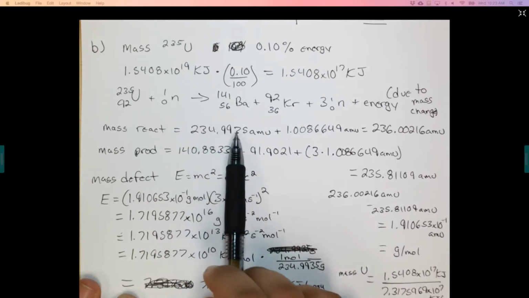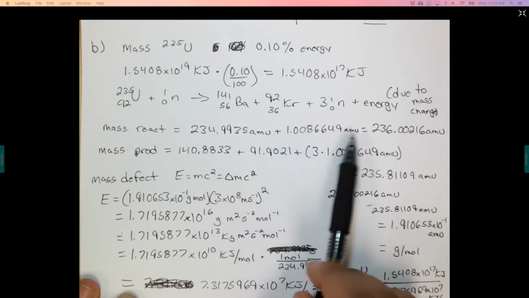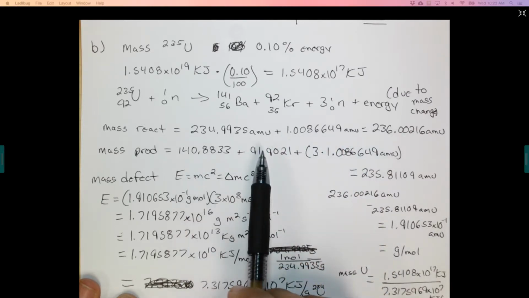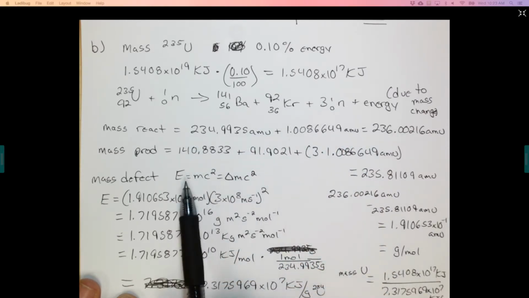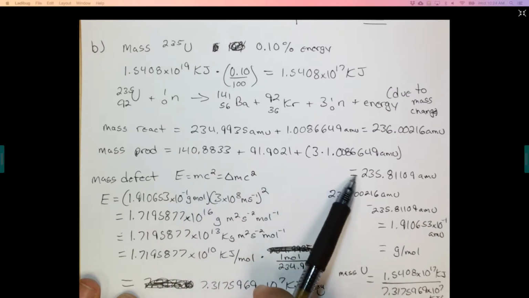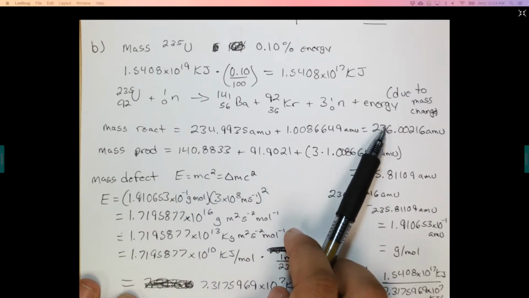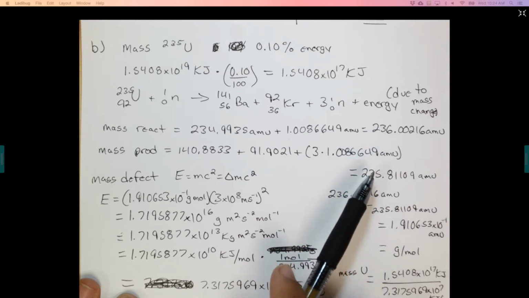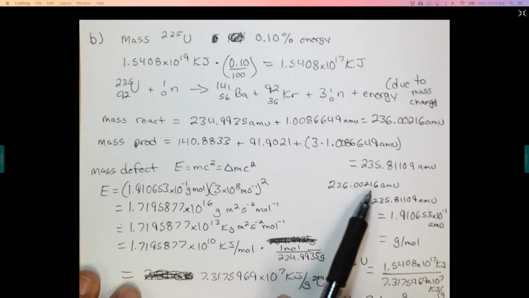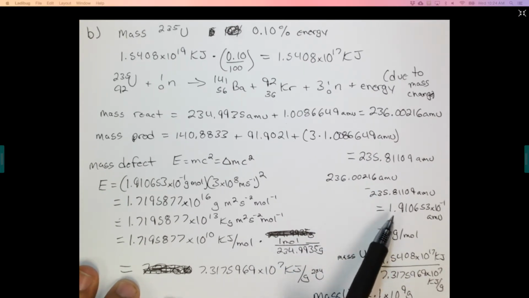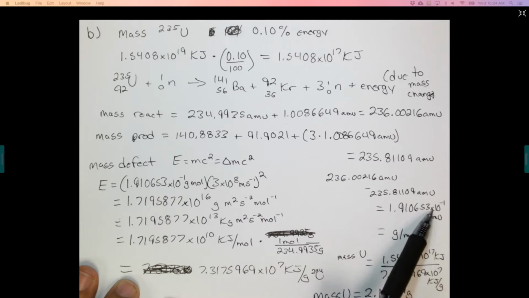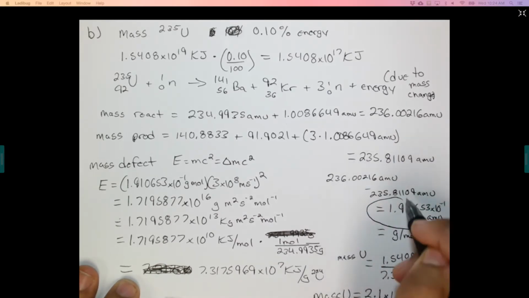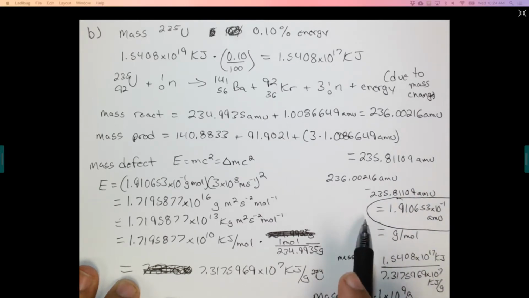So what I did was take the values that they gave us in the question and got a sum, a total mass for each side of our equation. And what you see here is that you got 236 on the reactant side and 235.8-ish on the product side. So we need to find the difference, and that difference is 1.910653 times 10 to the negative 1 AMU. This is an important value, right? This value here is delta M.